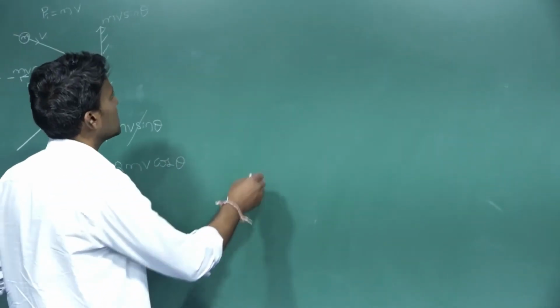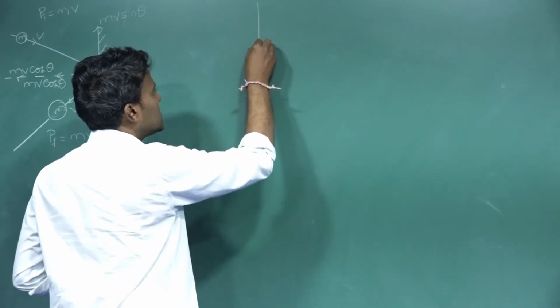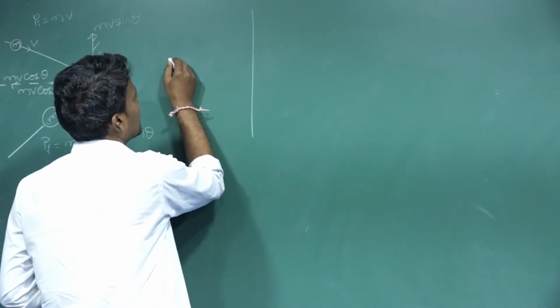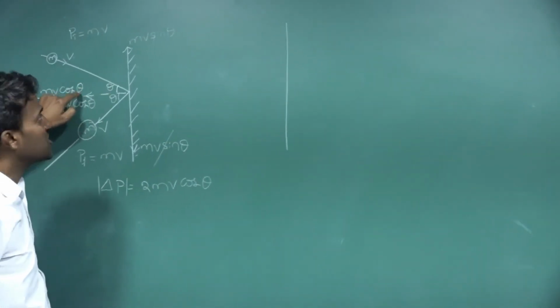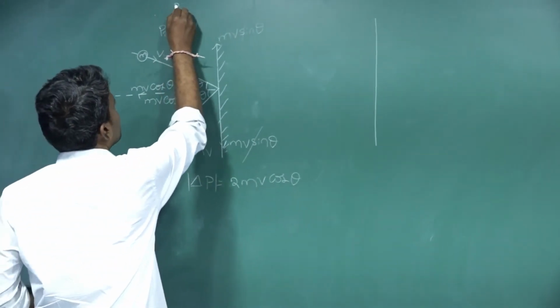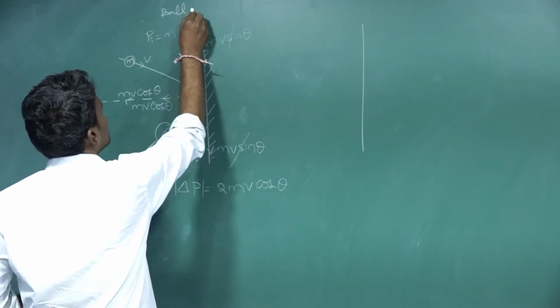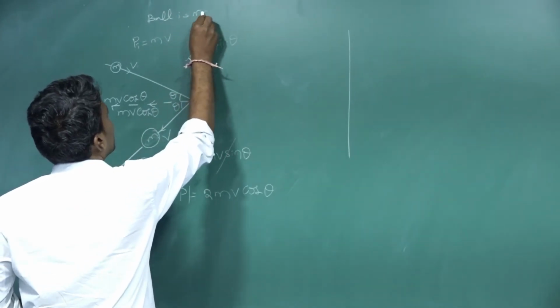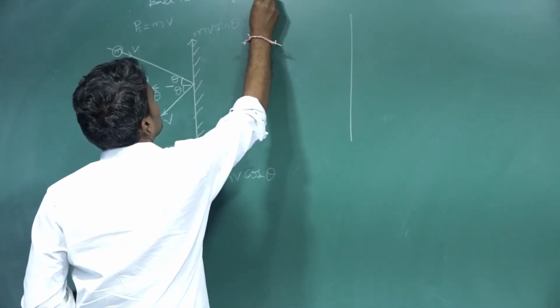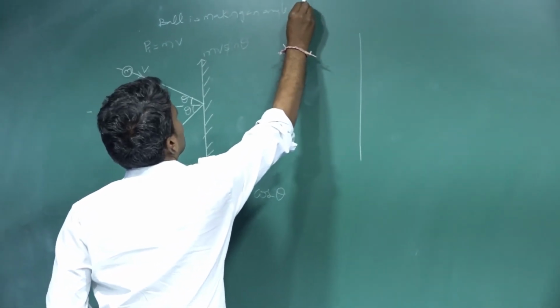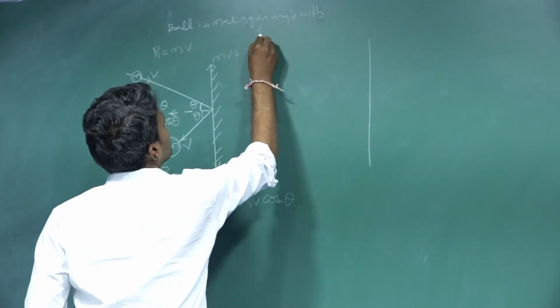You can also consider the case where the ball makes an angle with the vertical. See here, the ball is making an angle with the horizontal.